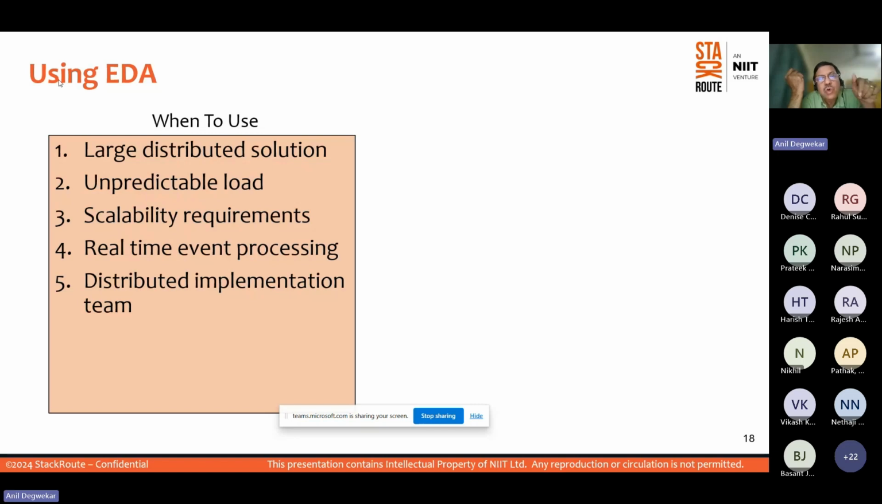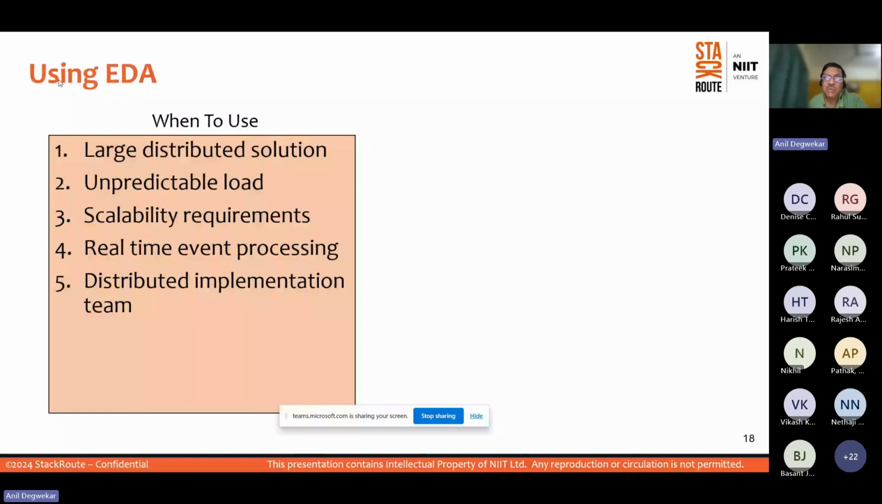At the same time, if none of these conditions are met, or only one or two of these conditions are met, then maybe event-driven architecture and the complexity of it is not justified, right? Just say if you have scalability requirements, but it's not a real-time or distributed implementation, and the load is not unpredictable, then maybe you don't want so much complexity, because all said and done, event-driven architecture introduces some kind of complexity because of its asynchronous communication nature. So whether you want to pay the price for it is something you need to debate. And if you want to justify using EDA, then at least three or four of these conditions should be met before you can consider EDA.